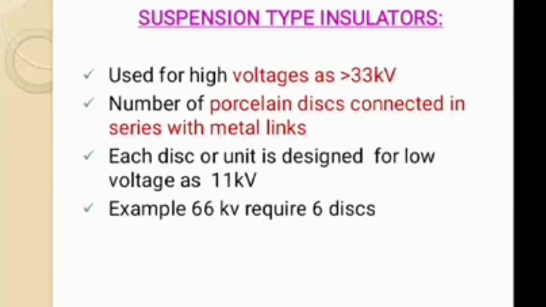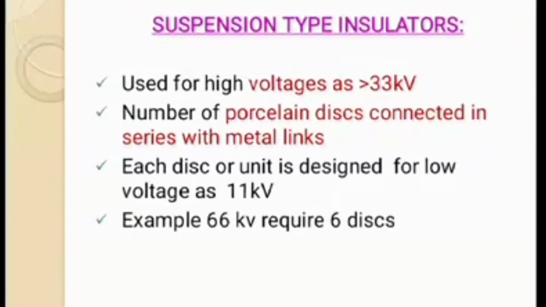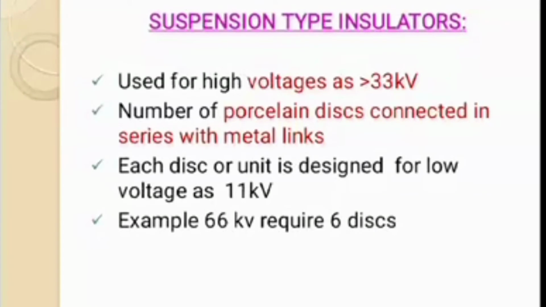We know in pin type insulator each disc is rated as 11 kV. For example, if we need a 66 kV suspension type insulator, we should take 6 discs of pin type insulator and connect them in series. And mostly suspension type insulators are connected in horizontal fashion rather than vertical fashion.